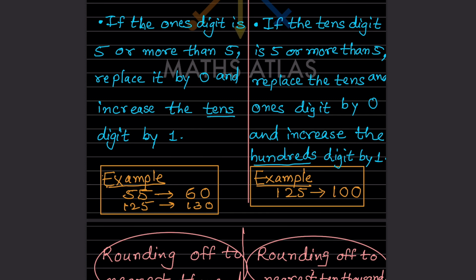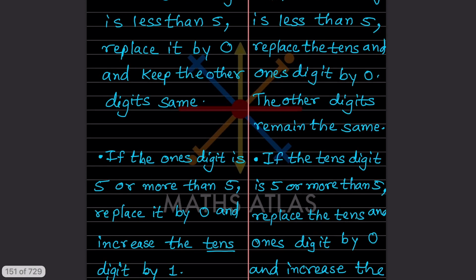So hope you got it. So 2 becomes 3 here, and 1 will be as it is. Hope this is clear to you. Now we'll go for the next one.